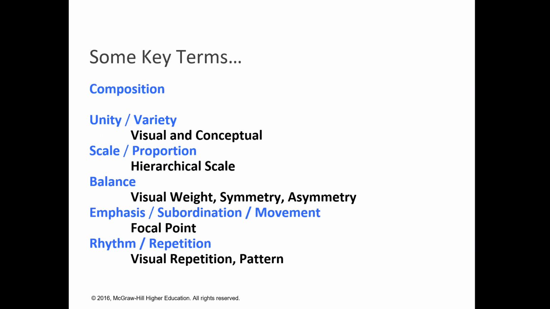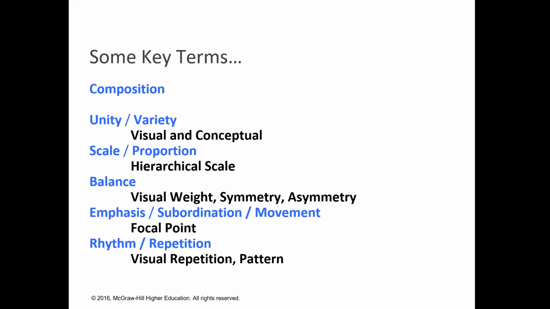Now, key terms. We've got composition, which is the overall arrangement of the picture or work of art, painting, sculpture, say. Unity and variety are both visual and conceptual, and we'll talk about all these things. We have scale and proportion, and we'll talk a little bit about hierarchical scale. That's where objects that are larger are considered to be more important in the composition. Balance is visual weight, symmetry, and asymmetry. In other words, it's not just balance, but it's things that are out of balance in an appropriate way.